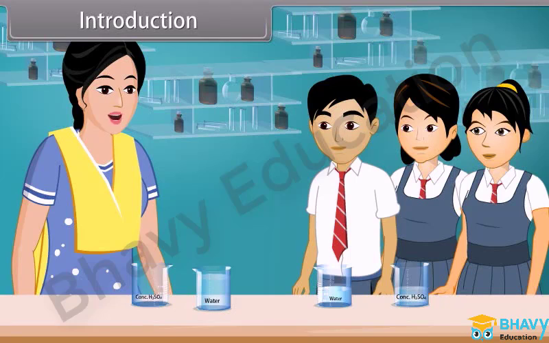As sulfur is an important element of the P block of the periodic table, today we'll study about the 16th group of the P block elements.